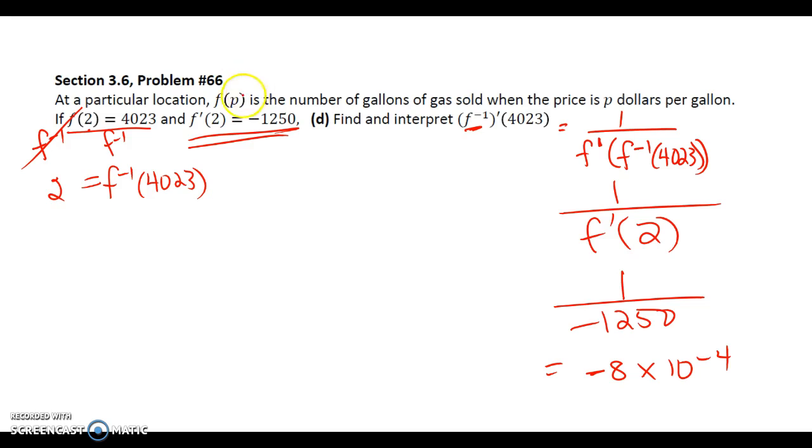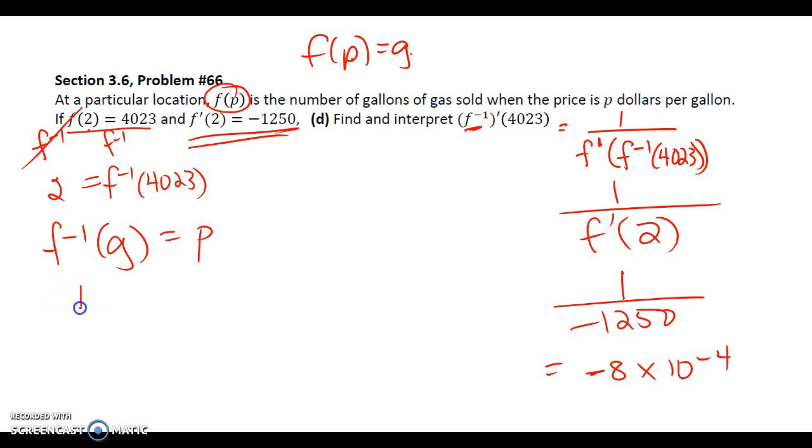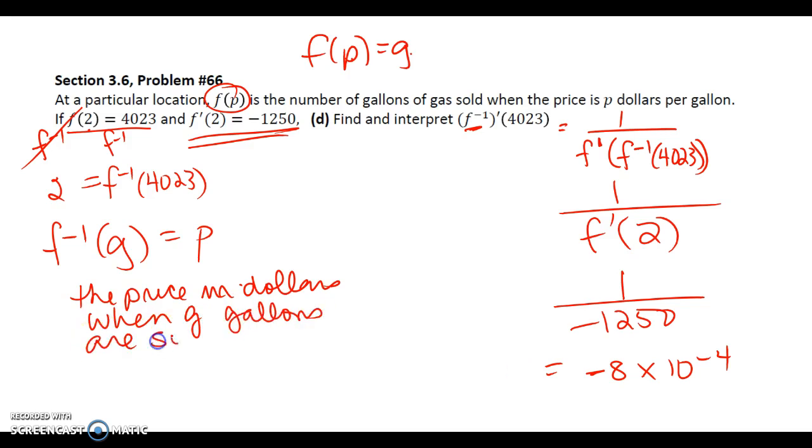Well, look at the original function. The original function is f of p equals g, where the input is p and the output is g. Well, the inverse function has to use the input of g to get an output of p. So the inverse function should be interpreted as the price in dollars when g gallons are sold. See how you can see that they're inverses.